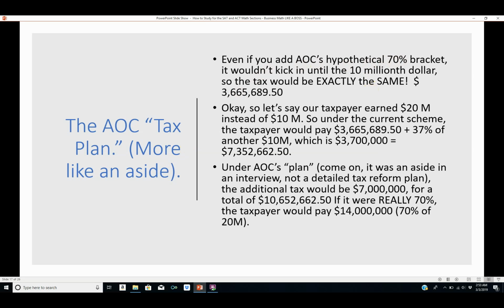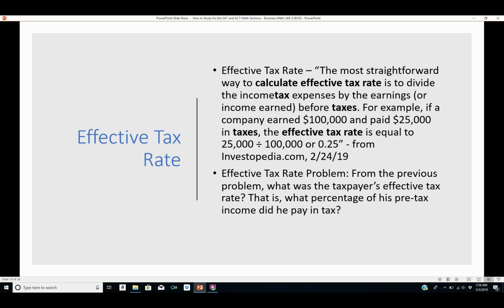Okay, so let's say our taxpayer earned $20 million instead of $10 million. Under the current scheme, the taxpayer would pay $3,665,689.50 plus 37% of the additional 10 million, which would be $3,700,000, or $7,365,689.50. Under AOC's plan, and again, come on, it's just an aside in an interview, it's not a detailed tax reform plan, the additional tax would be $7 million, for a total of $10,665,689.50. If it were really 70%, the taxpayer would pay $14 million, which is 70% of $20 million.